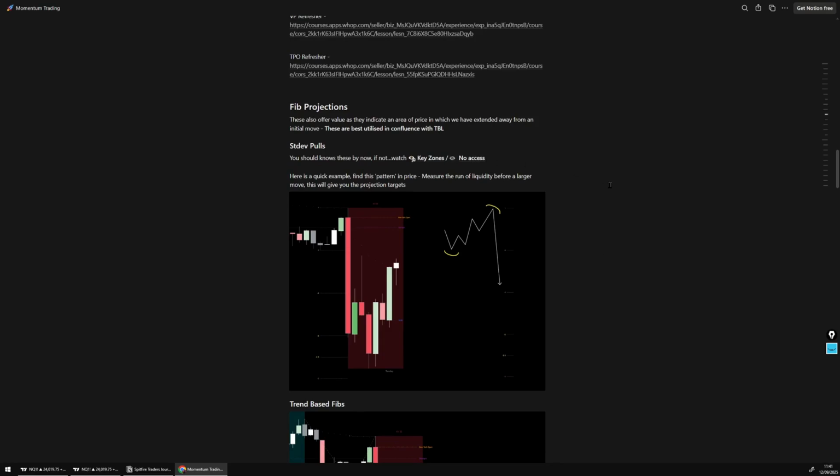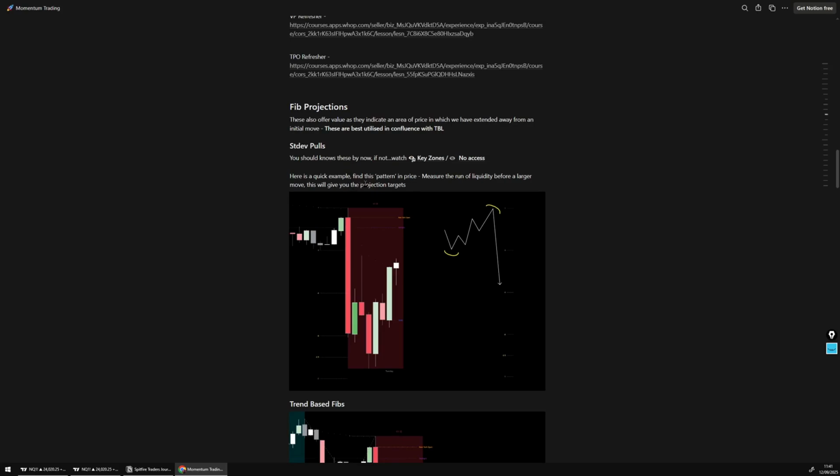But fib projections. So this is another way to determine value. These also offer an area in which price has extended away from an initial move. So these are best utilized in confluence with time-based liquidity. So my personal favorite is standard deviation pulls. You should probably know these by now. If not, watch key zones and I'll figure out why that's no access.